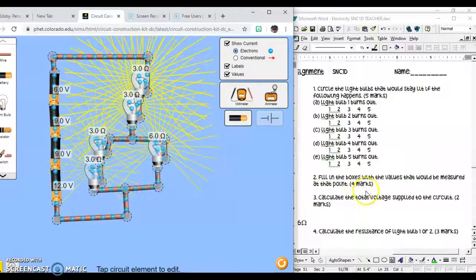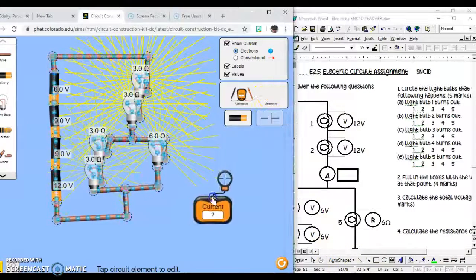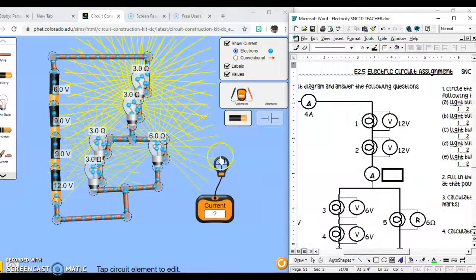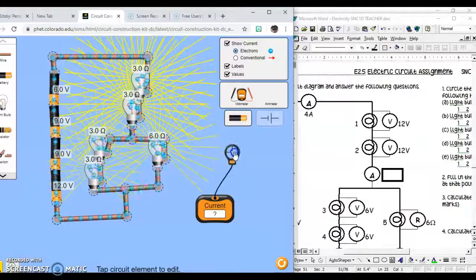Now it's asking you to measure some different things at different points on the circuit. This is an ammeter right here, that's what this A stands for. Some people were asking. So what kind of reading would you get? If you're going to get 4 amps here, you're still going to get 4 amps here. It's going to lose voltage, but the current is going to stay the same. So it's 4 amps at the top and still 4 amps here before it splits.